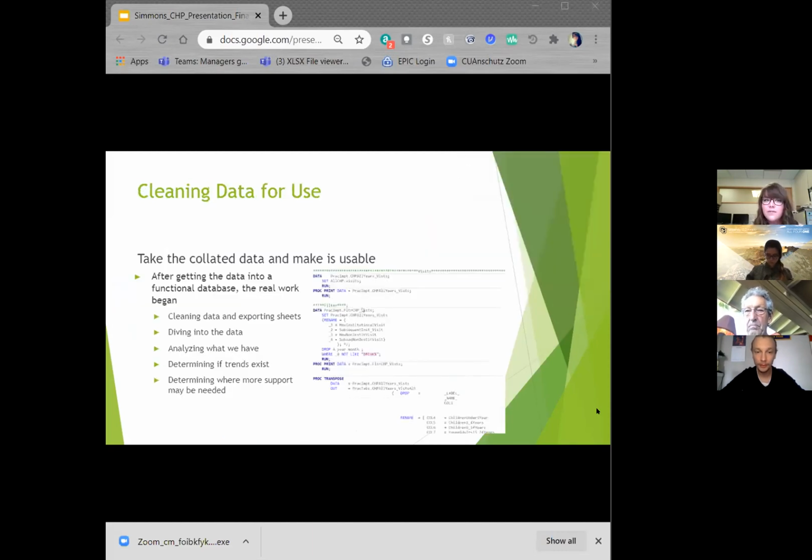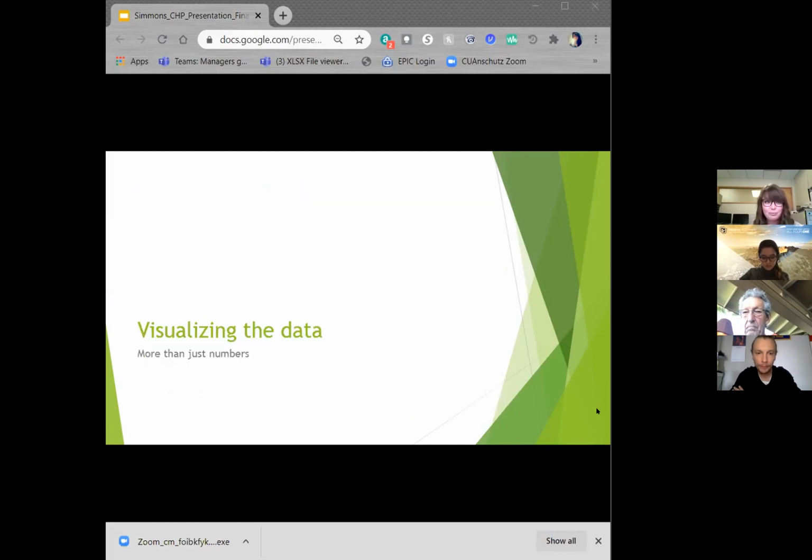And then in order to visualize the data, I took those created sheets that we had output, that database, and then cleaned them in SAS so that I could use them in Tableau, which was a personal goal of mine for this project. So this too took a great deal of time, but it was an important step in gaining that baseline understanding of the data.